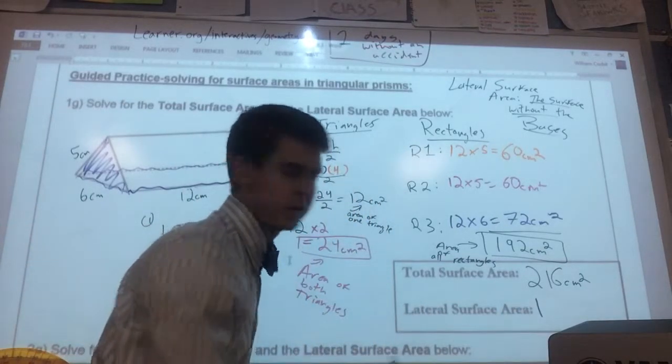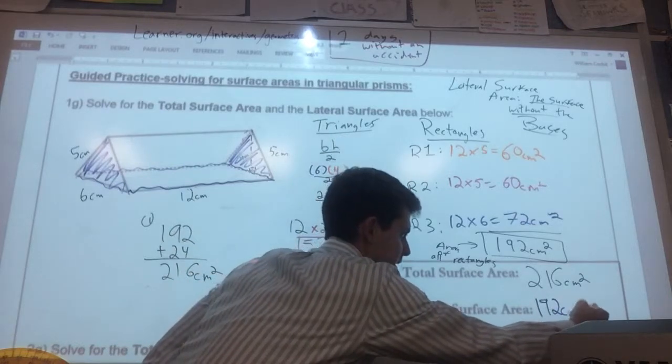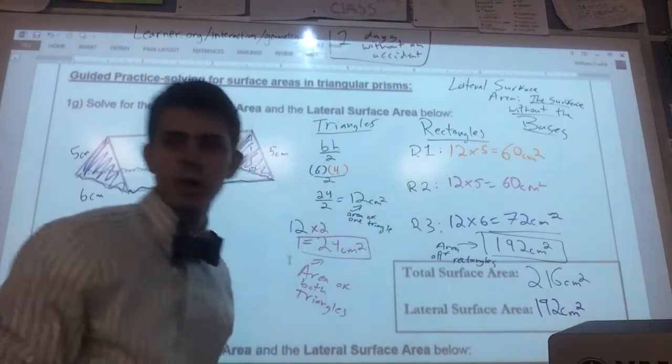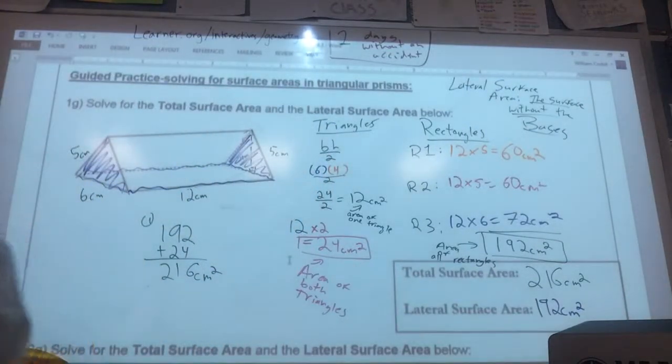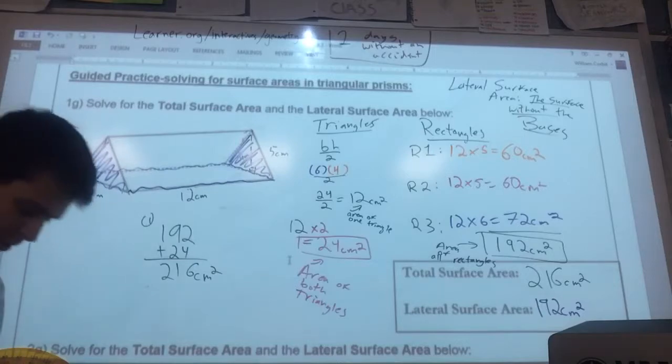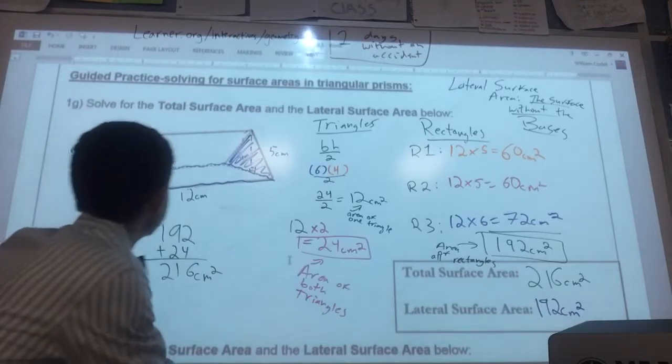Is the piano blocking it? 192 centimeters squared. Okay, next problem. A lot of work for that one problem. Oh, it's frozen. I'm going to rinse this now.